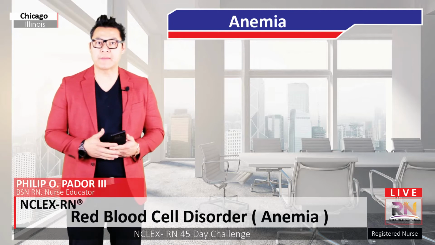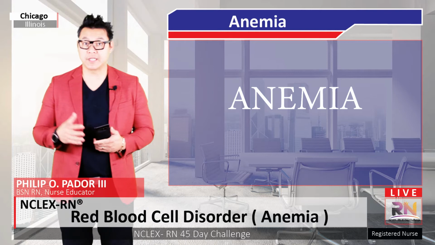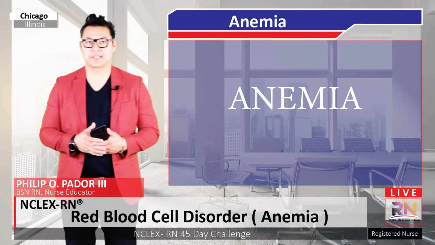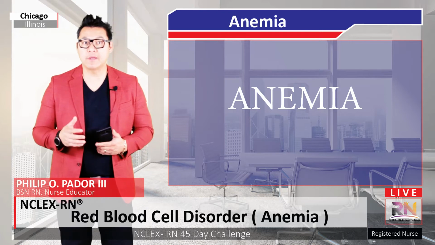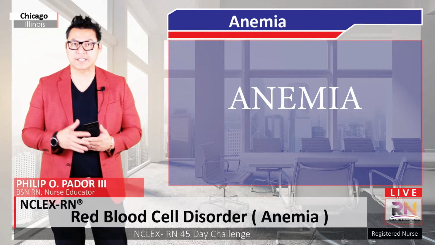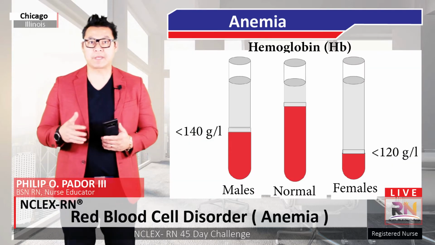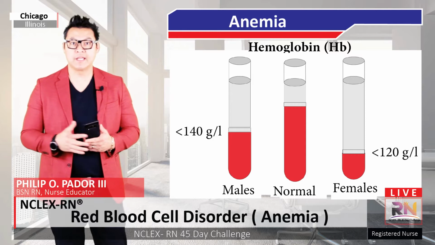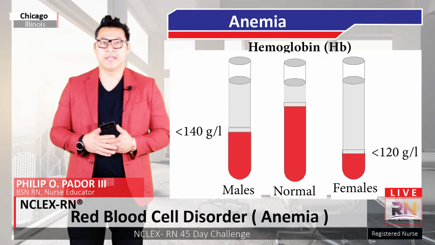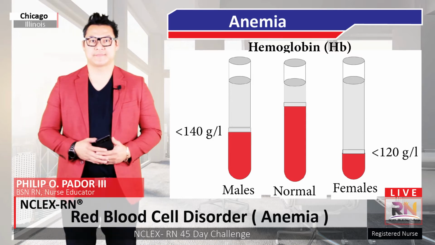In this video, I'm going to be talking about anemia. Anemia can be rigorously defined as a reduced absolute number of circulating red blood cells. In practice, a low hemoglobin concentration or a low hematocrit are the most widely accepted definitions of anemia. So anemia can be defined as a hemoglobin level of less than 120 grams per liter in females and less than 140 grams per liter in males.